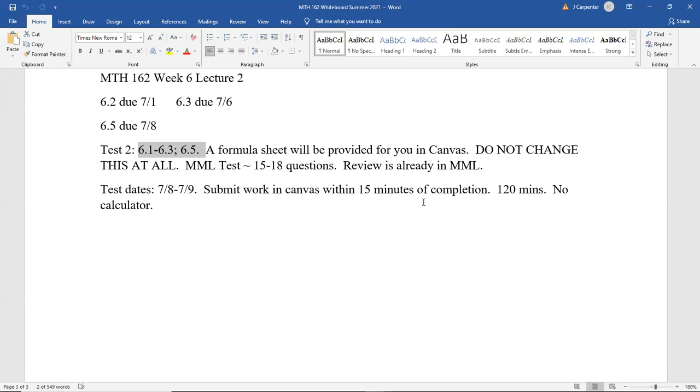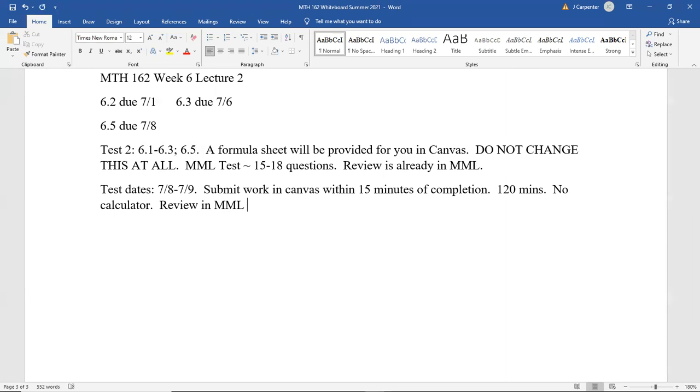This will be the same as last time: you have to submit your work in Canvas within 15 minutes of completion. So make sure that your name is on your work, and make sure your work is numbered. They don't have to be in order 1, 2, 3, 4, but they have to be numbered. You will have the same amount of time as last time, 120 minutes. Once again, no calculator, no books, no notes, with the exception of the formula sheet that is provided in Canvas. And just like last time, there is a review in MyMathLab.